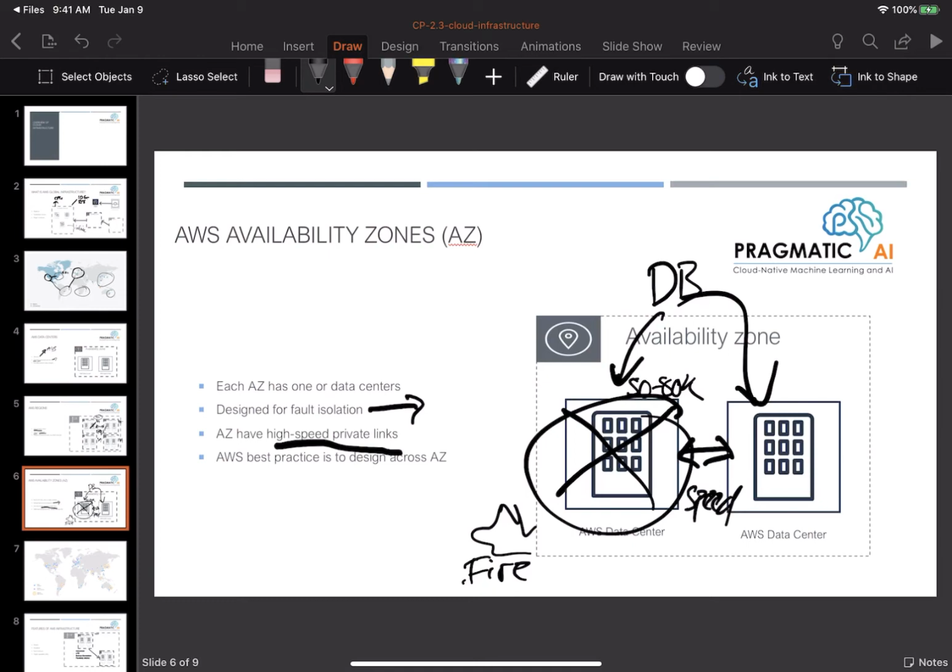And so an AWS best practice is to build your applications across multiple availability zones. And this really gives you the security in case there is some kind of a natural disaster in one of those availability zones. And we've had this recently, many instances like fires, for example, or natural disasters.